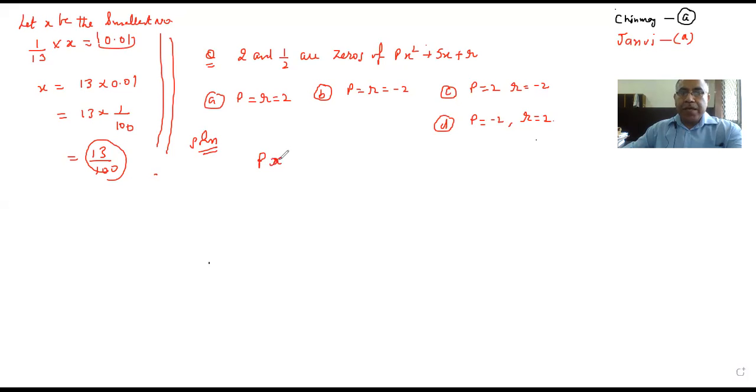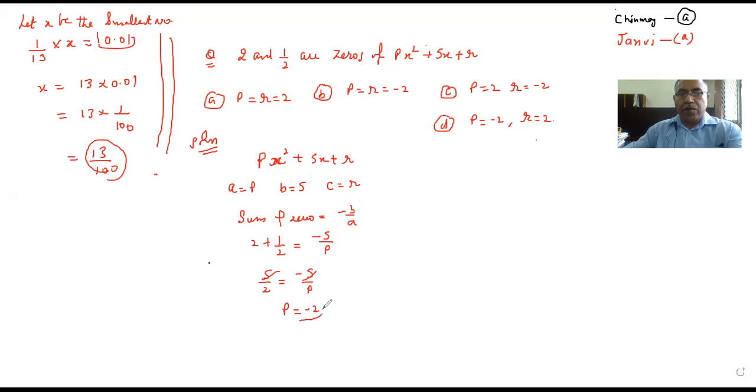This is px square plus 5x plus r. Then a is equal to p, b is equal to 5, c is equal to r. Sum of zeros is minus b upon a. So 2 plus 1 by 2 is equal to minus 5 upon p. So 2 is LCM. 5 by 2 is equal to this. P is equal to minus 2.